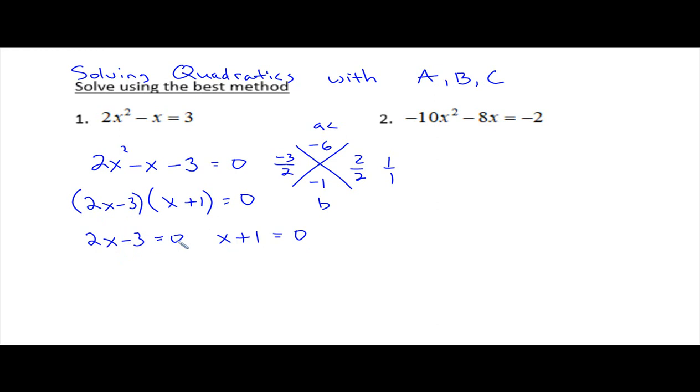So when will this equal 0? We add 3, divide by 2. X is 3 over 2. When will this equal 0? We minus 1. X equals negative 1. Okay?